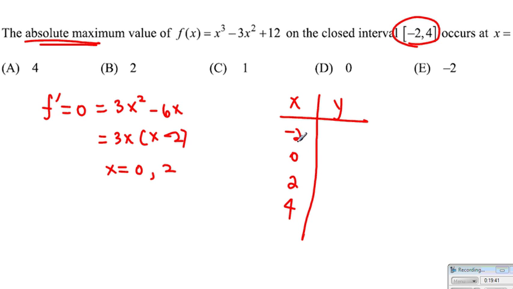So when you plug in negative 2, what will we end up getting? We will end up getting negative 8, then negative 12, positive 12, which ends up simply as negative 8. When you plug in 0, it becomes 12, which is nice. When you plug in 2, it becomes 8.